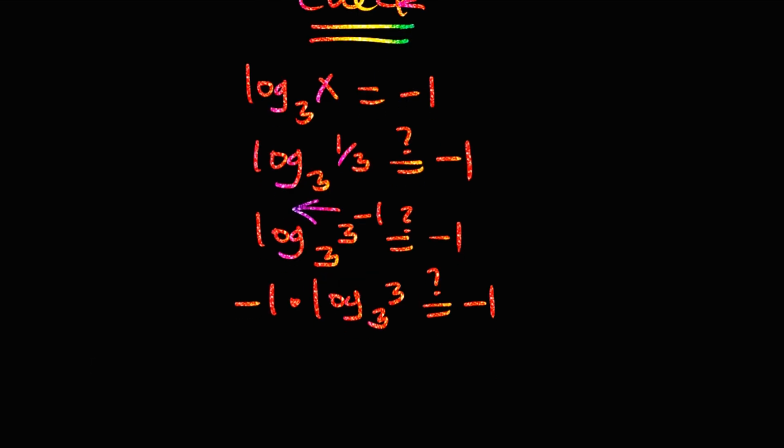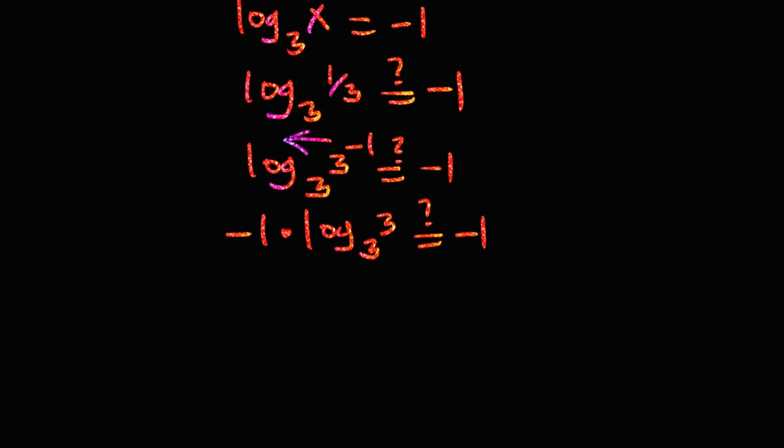And look at this, log to base 3 of 3 is the same as 1. From the laws of logarithms, log to base 3 of 3 is 1. So we have -1 times 1, and we check if that equals -1. -1 times 1 is -1, and that is actually equal to -1. So that our solution, that x equals a third, is true.